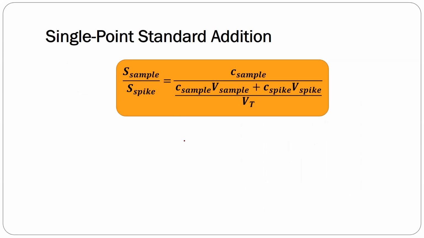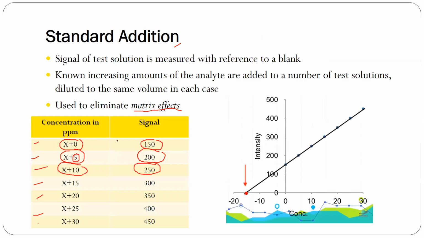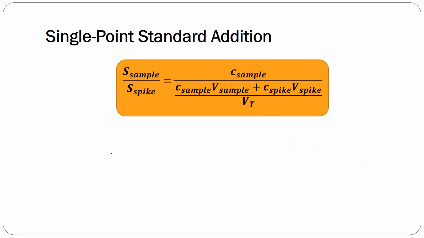So, ibig sabihin nun, balik tayo dito, ito yung unknown mo, you measure the absorbance, for example. Nag-add ka ng spike, which is 5 ppm na standard, which is known, in-add mo dun sa unknown, you measure the signal, and you stop there. So sometimes, ganito yung ginagawa nila. Single addition lang yung nangyari. We call that single point standard addition.